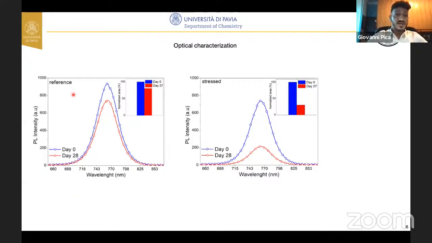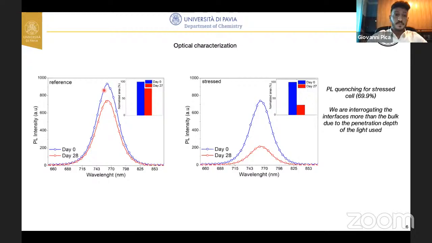So we measured the PL signal at the beginning and at the end of the cycle for the reference cell and the stress cell. As you can see, for the reference cell there is not so much decrease in the PL signal, while there is a more severe quenching of the PL signal for the stress cell, of around 70% of the initial value.